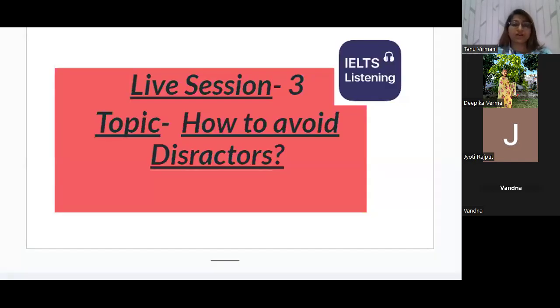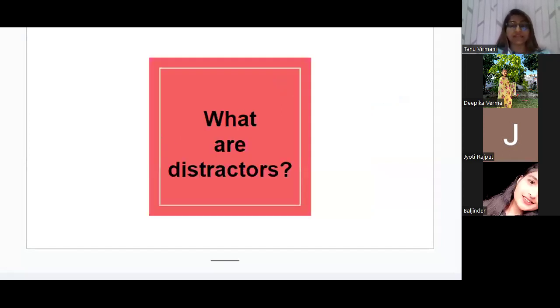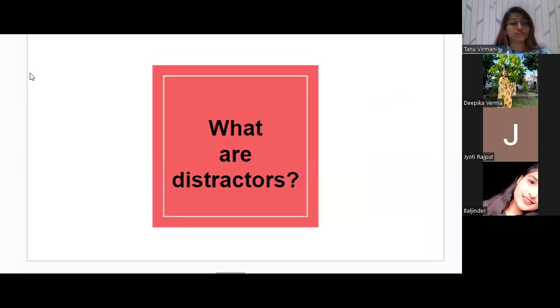Okay, so today we will discuss how to avoid distractors. In this session, we will talk about what distractors are in the listening module and how you can avoid them, right? So does anyone have any idea what distractors are? Have you come across distractors while doing any of the listening mock tests?